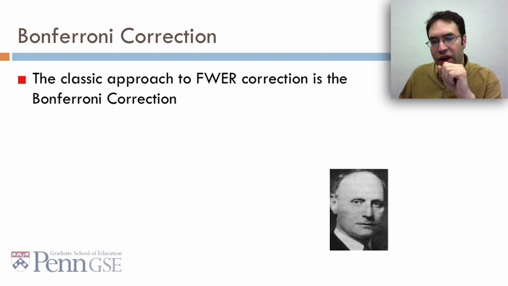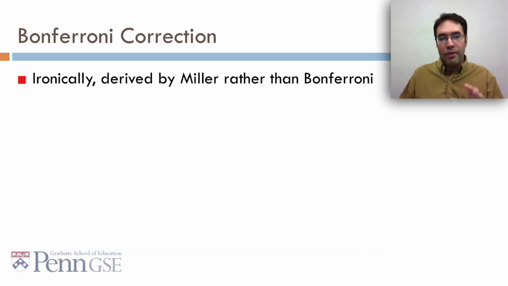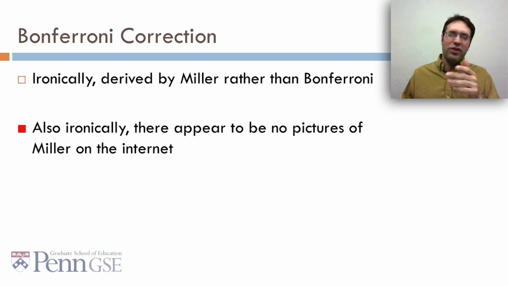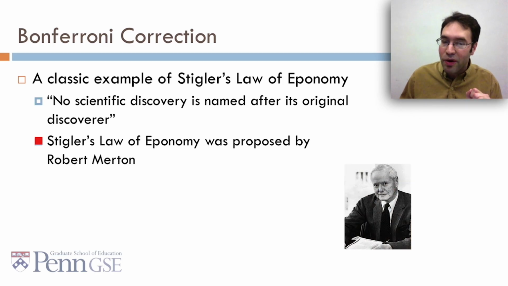The classic approach to FWER correction is the Bonferroni correction, and there you can see Bonferroni down there at the bottom corner, which ironically was derived by Miller rather than Bonferroni. Now, ironically, there also appear to be no pictures of Miller on the internet. See what happens when your discoveries get named after somebody else? To digress just a little bit, this is a classic example of Stigler's law of eponymy, which says that no scientific discovery is named after its original discoverer, which, ironically, was proposed by Robert Merton.